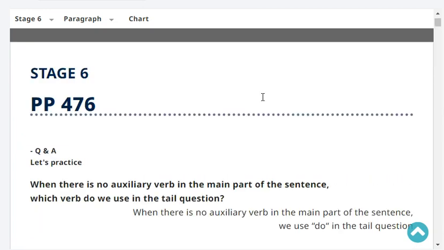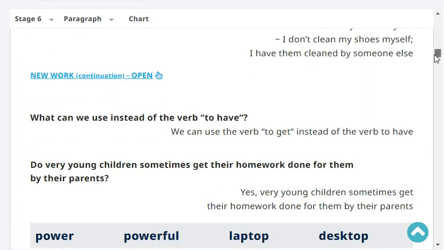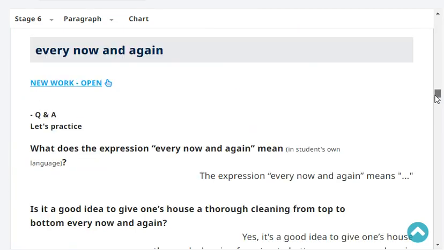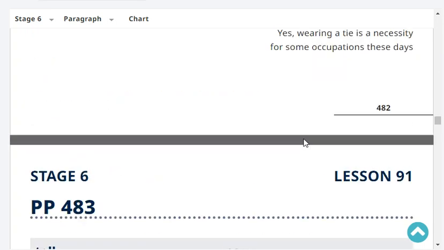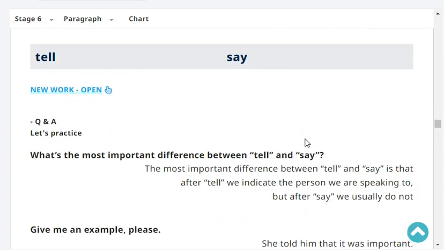Okay, let me just scroll down. 483. Okay, here we go. First question. Okay, so what's the most important difference between tell and say? What's the most important difference between tell and say?